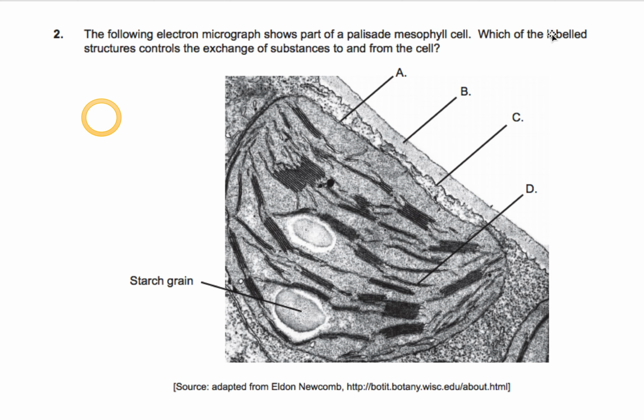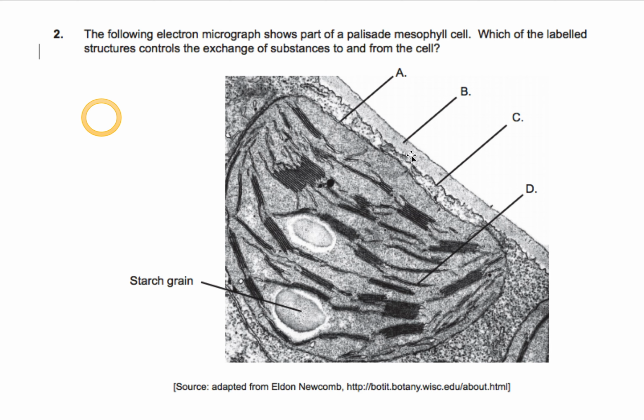So they're asking which of the labeled structures, A, B, C, or D, is a structure that controls the exchange of substances to and from the cell. So we know the structure that controls the movement of substances into and out of the cell is the plasma membrane, right? We know it's the plasma membrane. So here, A would be the membrane of the chloroplast. So it's not this, okay? This only controls the movement of substances into and out of the chloroplast, not into and out of the cell.